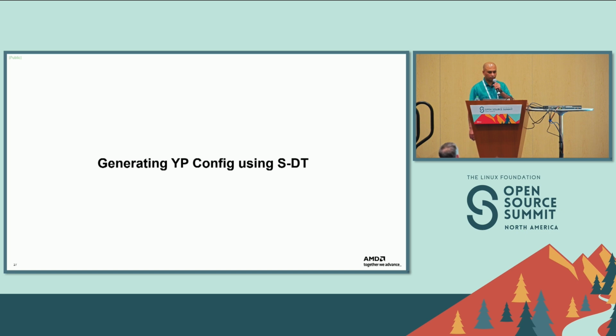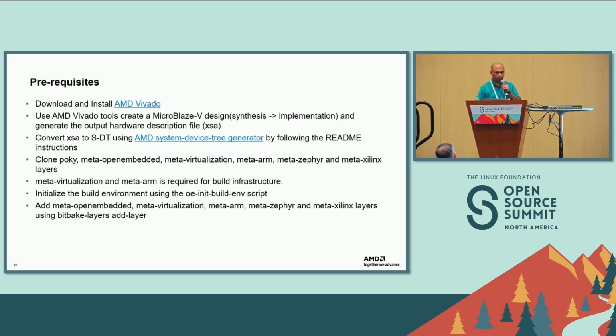Next, we're going to talk about generating the Yocto Project configuration using the system device tree. In order to generate the system device tree, you need to have some prerequisites. You need to download and install all the AMD Vivado tools. And once you have the Vivado tools installed, you generate a design for MicroBlaze RISC-V. Then you take the design and convert it to generate the hardware description file, which is called XSA.